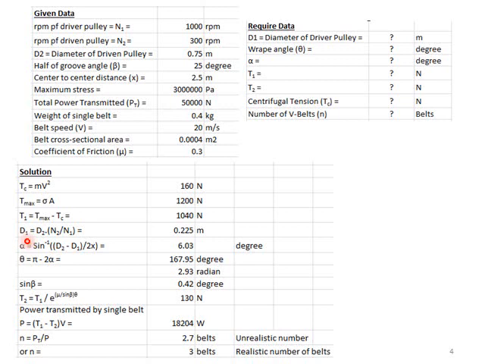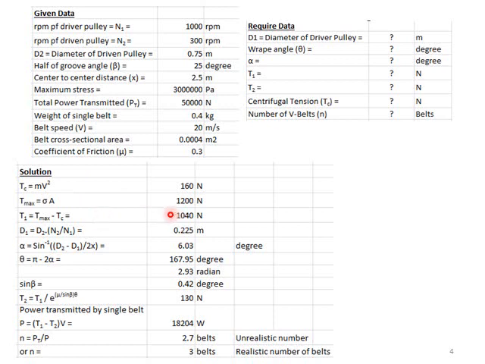The fourth thing that we have to find out is the diameter of the driver pulley. The diameter of the driven pulley is given, and the RPM of the driven and driver pulleys are given. All these are known, so just put the values, divide the RPMs and multiply by the diameter of the driven pulley, and we will get 0.225 meter. Here we can check whether our results are reliable or not.